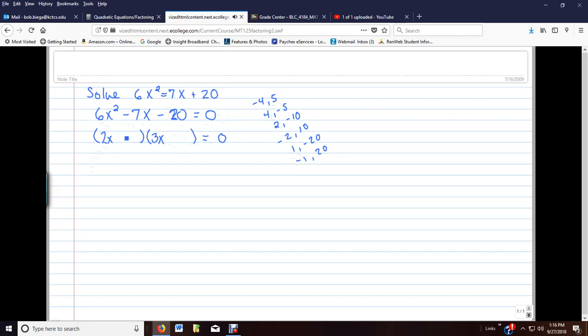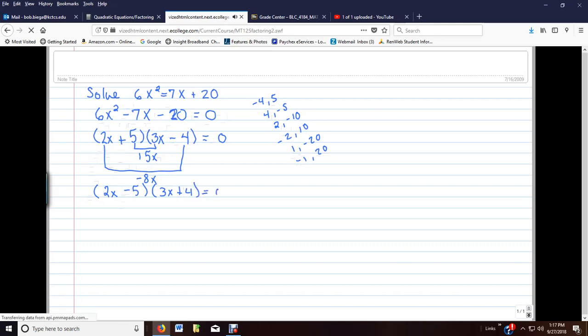Now, since 2 and 4 have a number in common, I don't want to put the 4 in the parentheses with the 2. So I'm going to put the 4 in parentheses with the 3, and I'll put the 5 over in the other set of parentheses. Now, let's check the inside. If I multiply 5 times 3x, that's 15x. And if I multiply 2 times negative 4, that's negative 8x. And 15x and negative 8x add to positive 7x. And my middle term up here is a negative 7x. So I just have the wrong sign, which means I want 2x and minus 5, and 3x and plus 4.